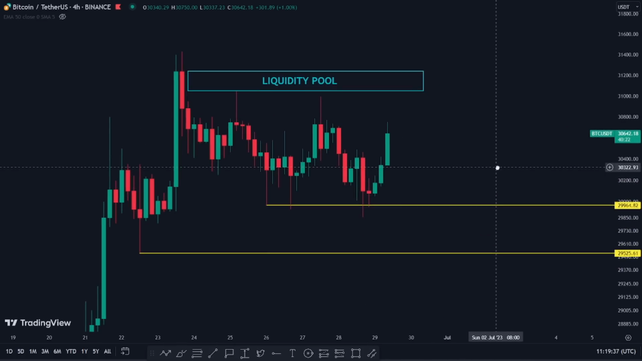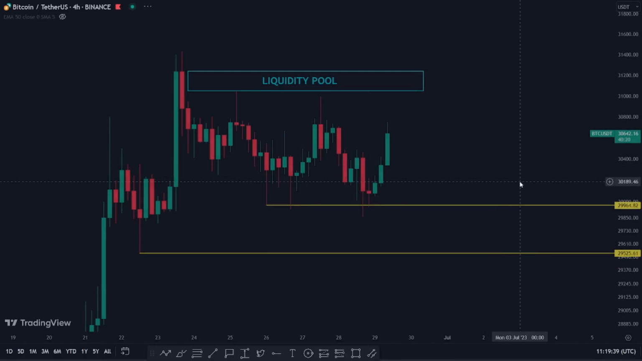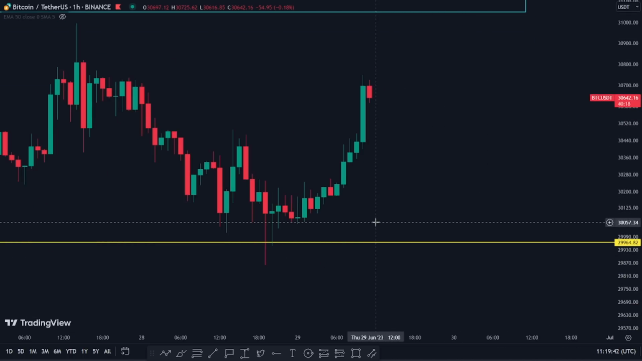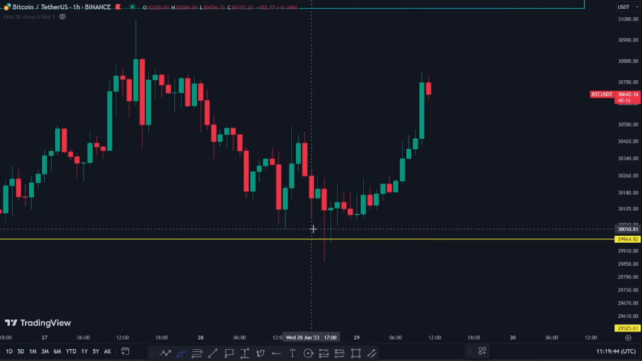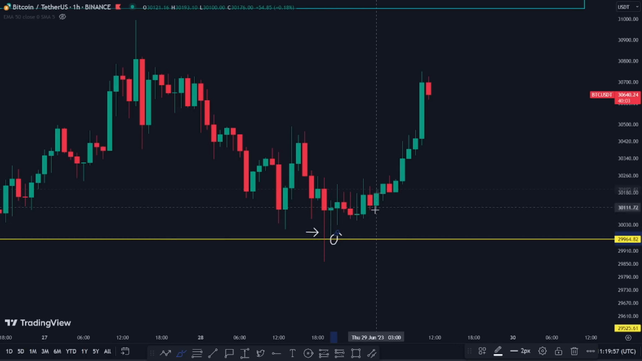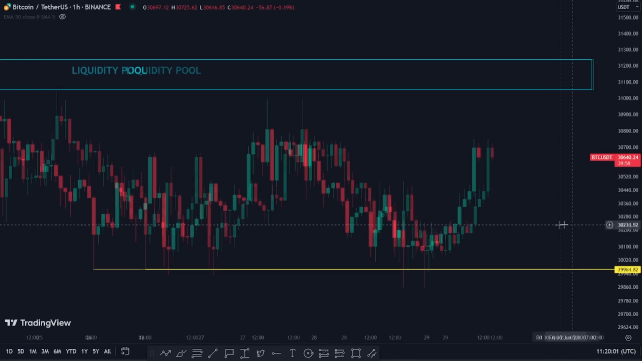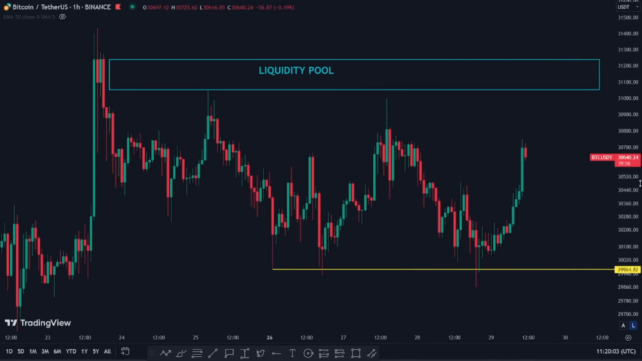Now the problem that I have with this move is, if we go into the 1 hour time frame, here you also have this wick over here. It got filled with the next candle and tested as support. That's your signal to go long. So you can always go into a lower time frame to look for confirmation entries.